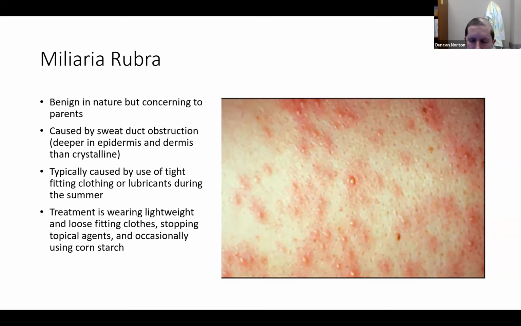It's caused by lubricant. So if they're really putting a lot of lotion on the baby, or they're wearing very tight clothing, the treatment is to put them in clothes that actually fit them, and not the ones that are like cutting their little circulations off. Stop using lotions. Occasionally you can use drying agents such as cornstarch, which just wicks up the moisture more than anything. But I tend to just change their clothing and stop using the lotions.